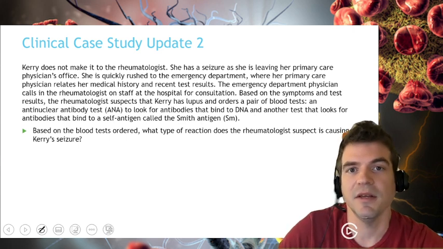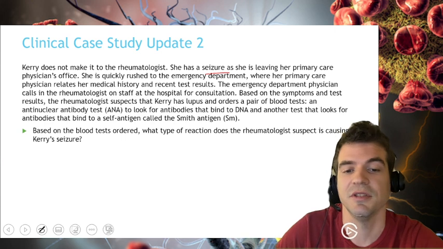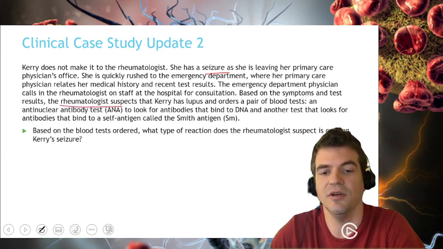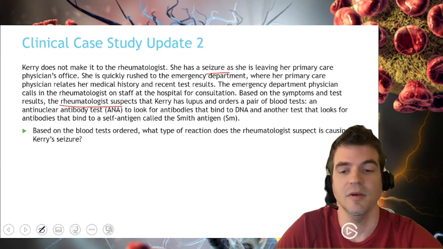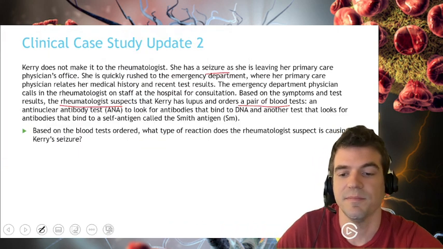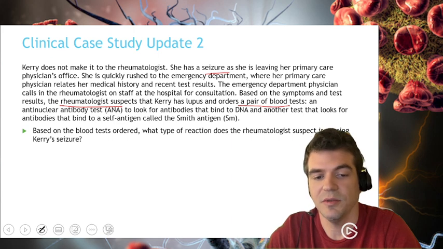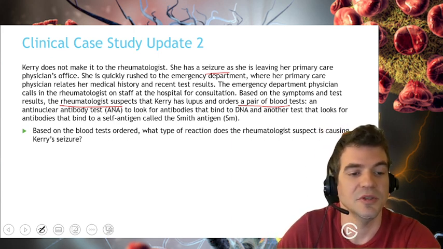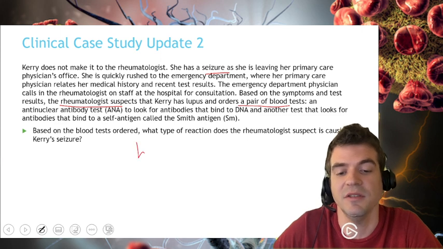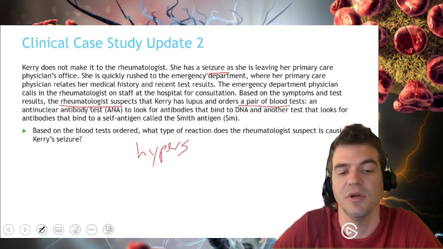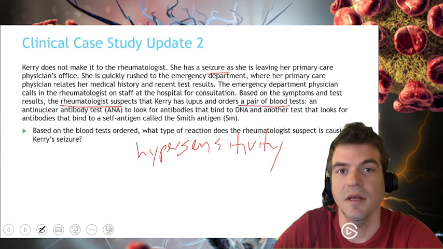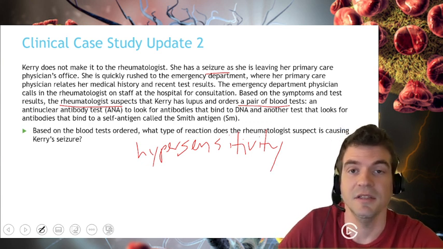Carrie does not make it to the rheumatologist. Instead, she has a seizure as she leaves and is quickly rushed to the emergency department. They get her medical history, and a rheumatologist who is there on call, on staff, suggests that she's got lupus. He orders a pair of blood tests, looking for antibodies, to confirm it. Based on the blood tests ordered, what type of reaction does the rheumatologist suspect is causing Carrie's seizure? This would be a hypersensitivity response. Hypersensitivity, and we'll get through those and then some in this lecture series.